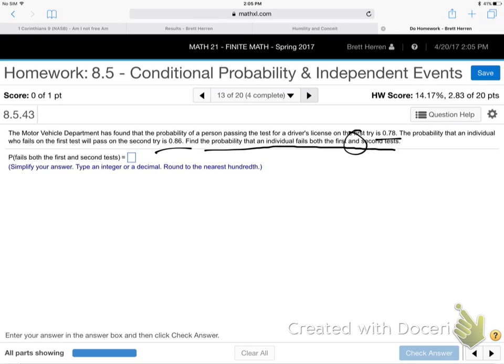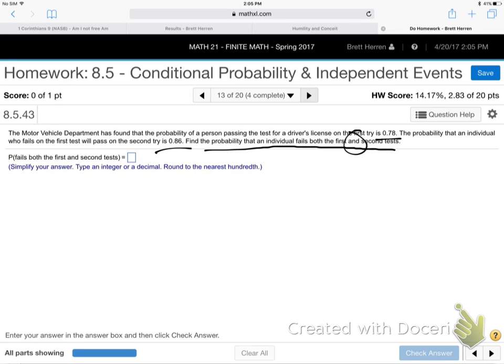Multiply what? What two things together? Well, the two probabilities. What if I said, hey, the chance of rain tomorrow is 80%. What's the chance it won't rain? 20. You got to subtract from 100, huh? So they're saying fails both. So first and second. Fails first and fails second.